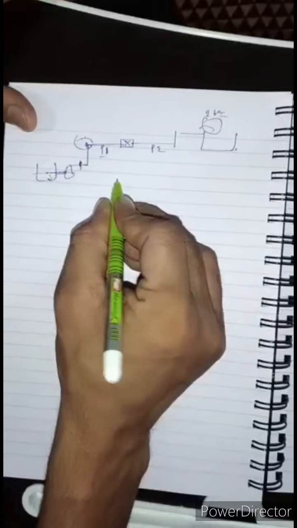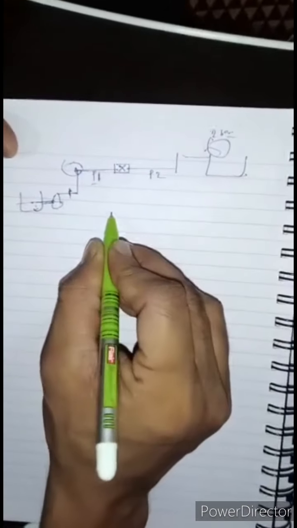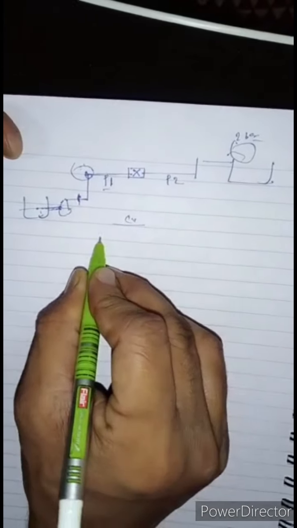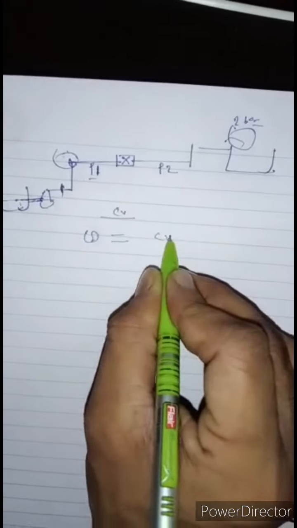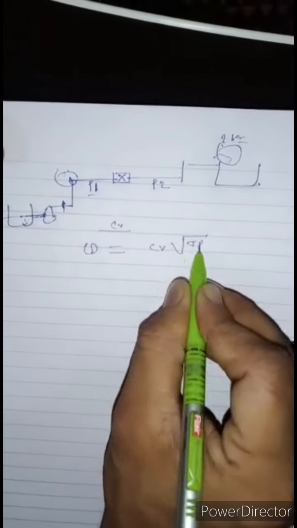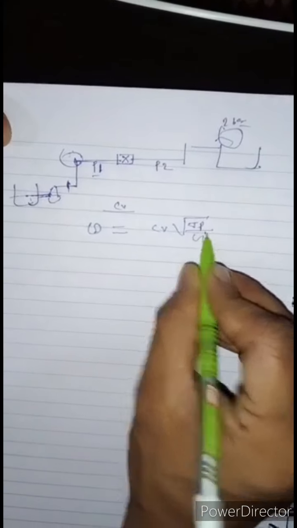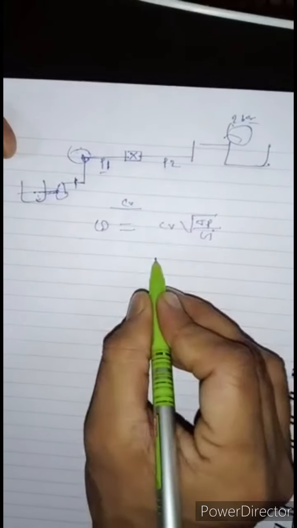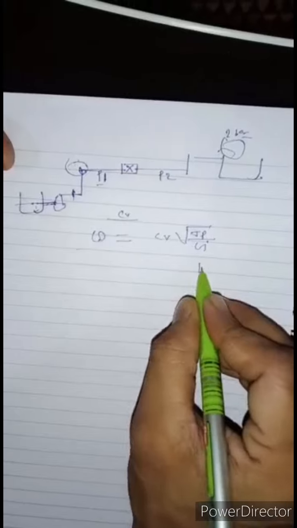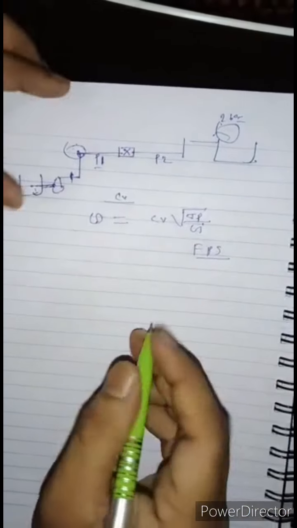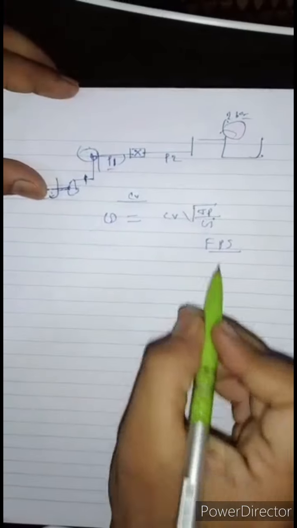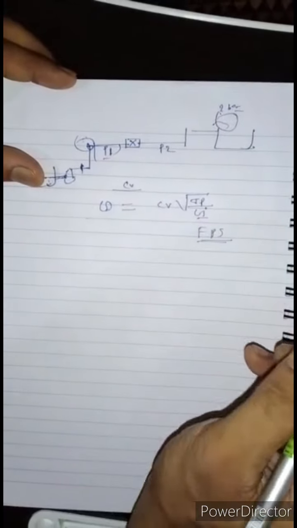For control valve sizing, we need to find out the CV value. In control valve, we have one formula. I will write Q is equal to CV into square root of delta P divided by specific gravity G. In this formula, all units we are taking in FPS units.